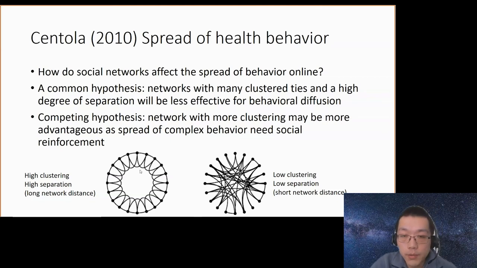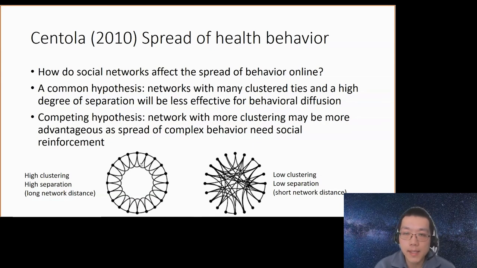If you compare the two networks at the bottom, on the left we have a network which has high clustering, high separation, and long network distance between individuals. Each individual is only connected to his or her neighbors on the right or left. The network on the right has low clustering, low separation, and relatively short network distance. It's just more random. So the conventional thought is, if you want to spread a virus or a behavior on the network, it will actually spread much faster or deeper on the network on the right.